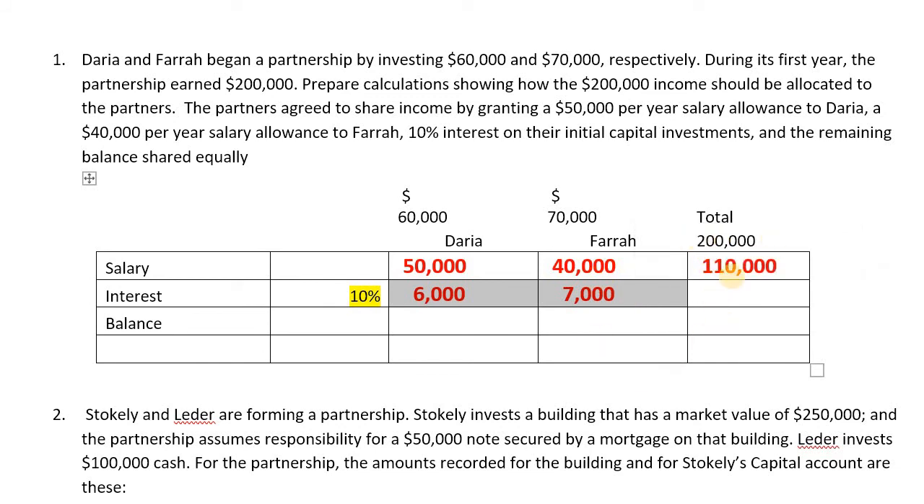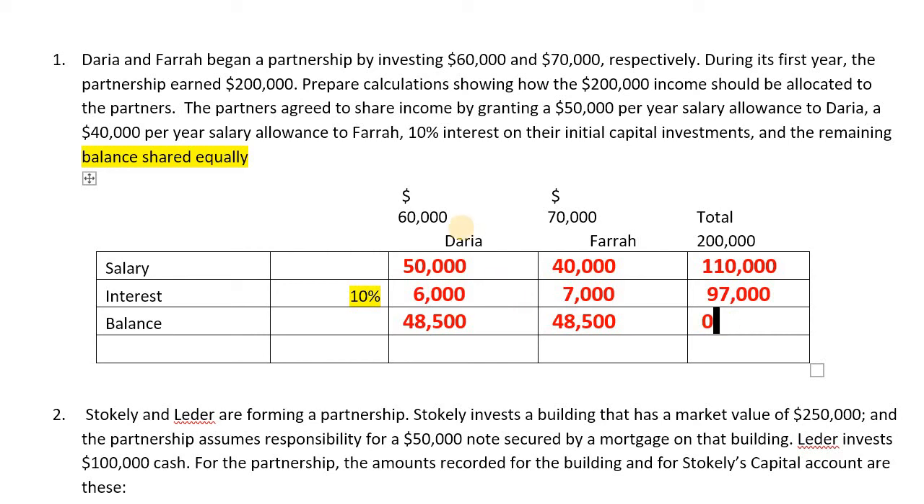We started with 200. We used up 90, leaving us 110. We're going to use up another 13 right now, which brings us down to $97,000. What are we going to do with that? The remaining is shared equally. So let's do that. Half of 97 is 48,500. So they're each going to get 48,500 credit to their capital account, and we've used up the whole 200,000, so there's nothing left to allocate.